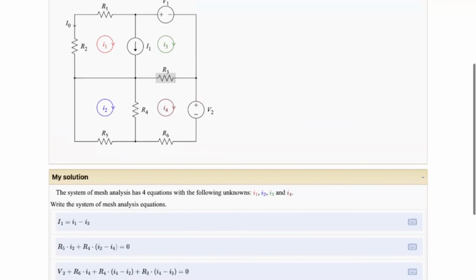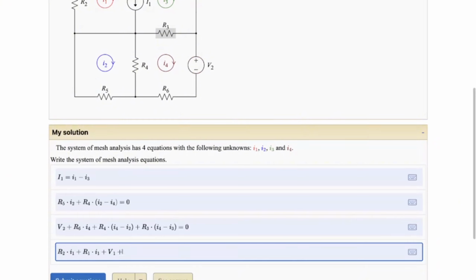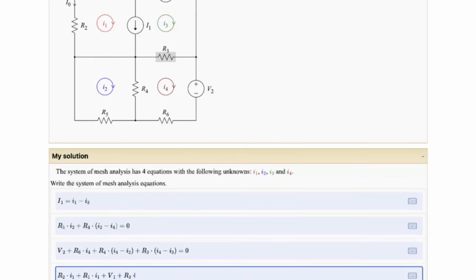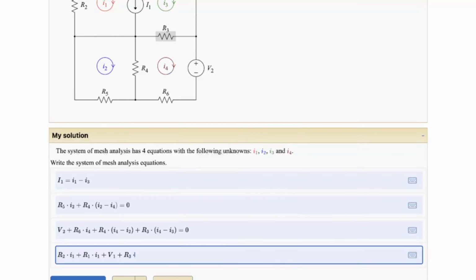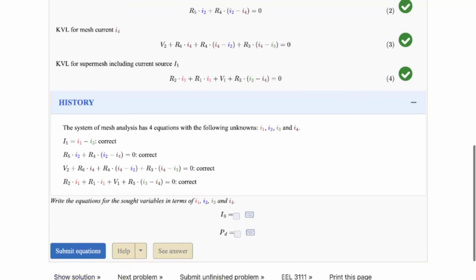Now the voltage across R3 is going to be current times resistance, or R3 times I3 minus I4. And all of that is going to be equal to 0. Let's click submit. Looks all good.